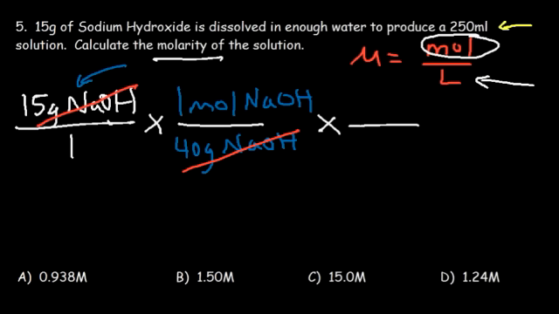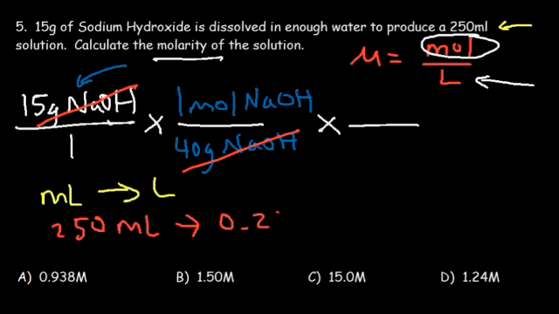If you want to convert milliliters to liters, a quick way to do it is to divide by 1,000. So 250 milliliters, if you divide it by 1,000, is equal to 0.25 liters. You can divide it by 1,000, or you can move the decimal 3 units to the left. So if you move it 3 units to the left, you get 0.25 liters. So we're just going to divide by 0.25 liters, and then this is going to give us our answer.